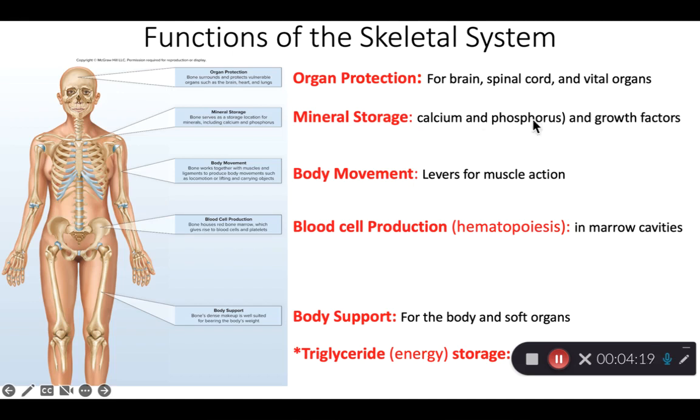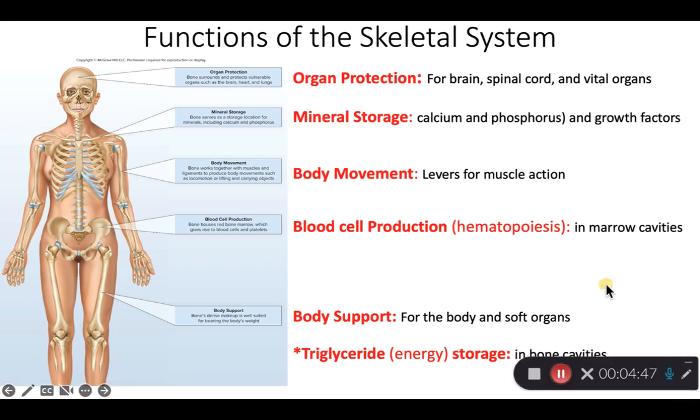Mineral storage, again, that's kind of what we'll get into when we talk about calcium, but there's also phosphorus that helps maintain storage of minerals. Body movements, so bones act as the levers for muscles. So muscles move bones. And then we're going to talk just a little bit about blood cell production or hematopoiesis. That's the production of blood cells inside bone marrow. So we'll talk a little bit about that. Not much, because we actually get into this more when we get to AMP2 and we learn about blood.